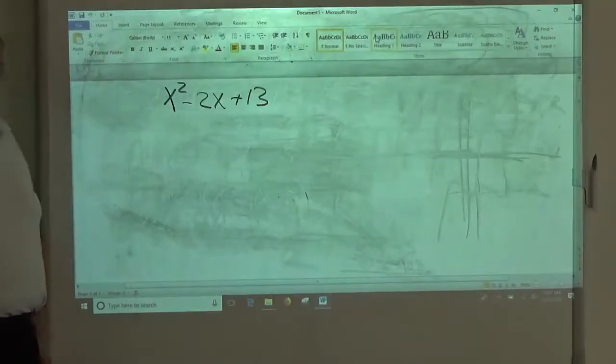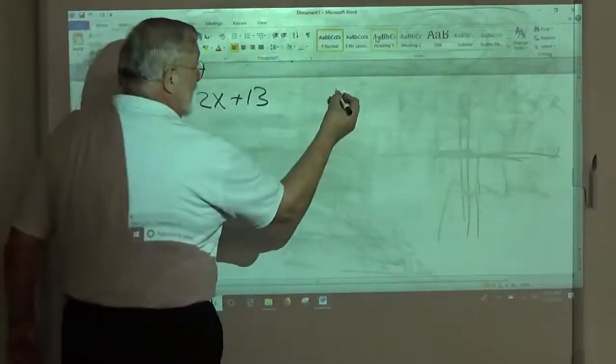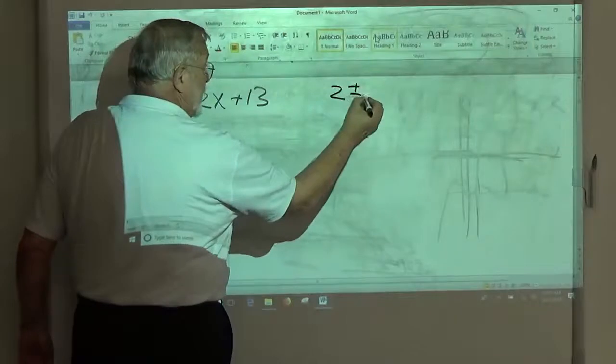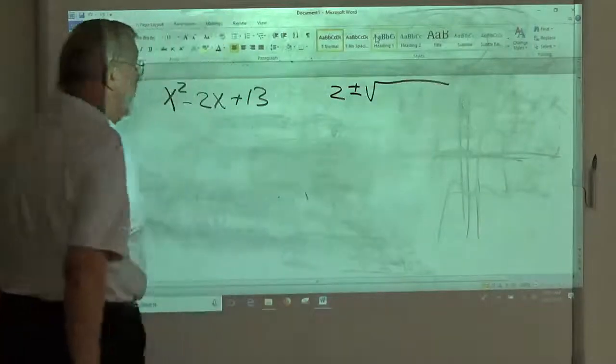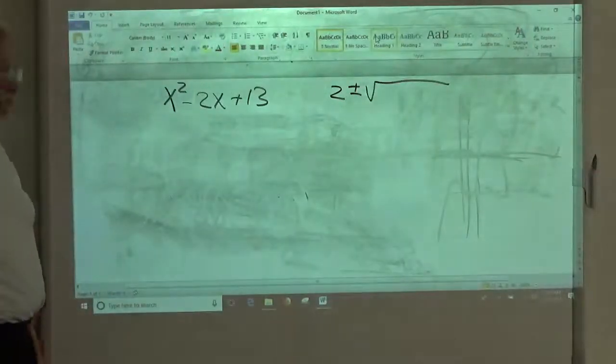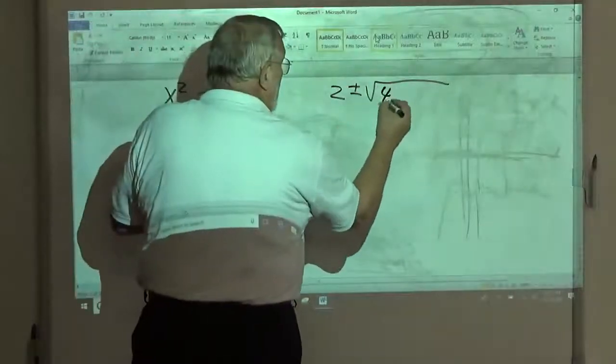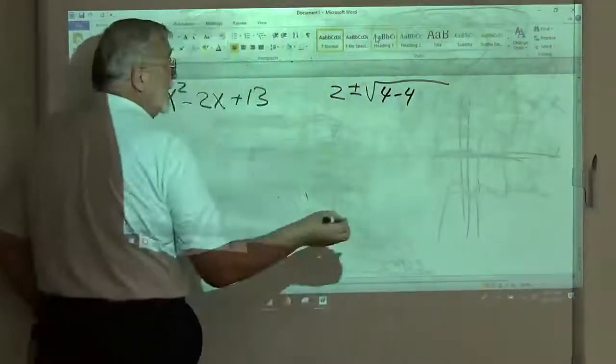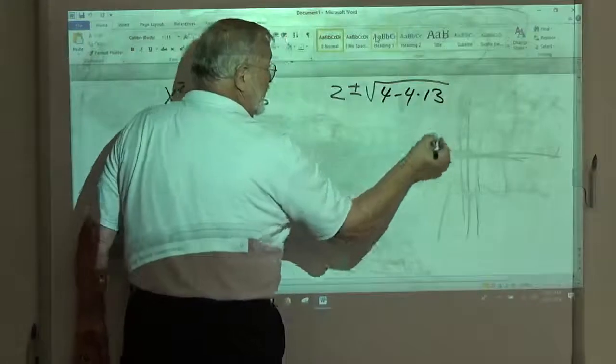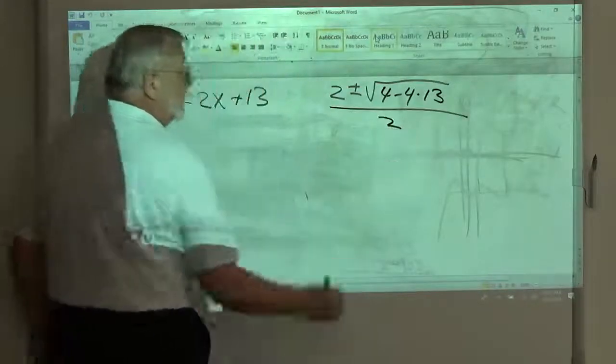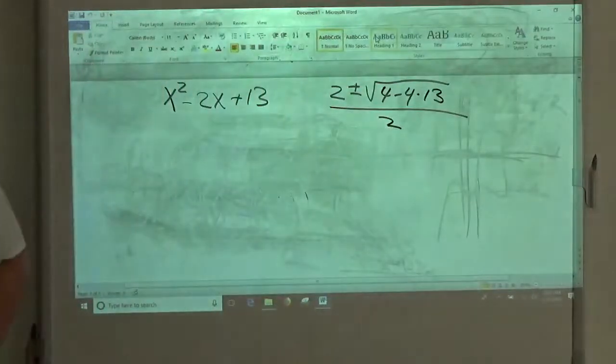All right, quadratic formula says the opposite of b plus or minus the square root of what? Quantity b squared, which is 4, minus 4 times a times c, which is 13, all over 2a. So you have to find in your calculator 4 minus 4 times 13.